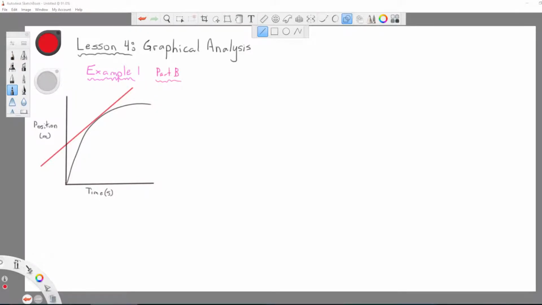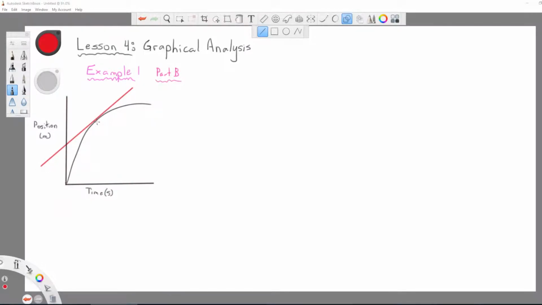Hello and welcome to Lesson 4 Graphical Analysis. In this video we're going to be continuing example 1 and we're going to move on to part B. In part B we're going to be finding the instantaneous velocity of whatever this object is at the time of 1 second. Now, on the graph, I've drawn out the graph, but I've already drawn on the tangent line.